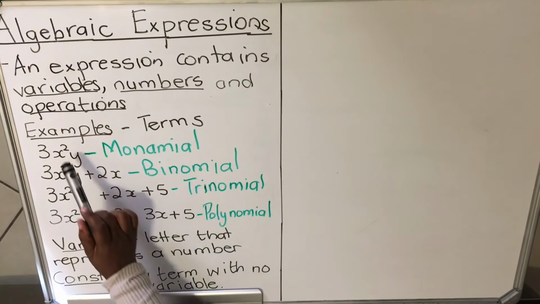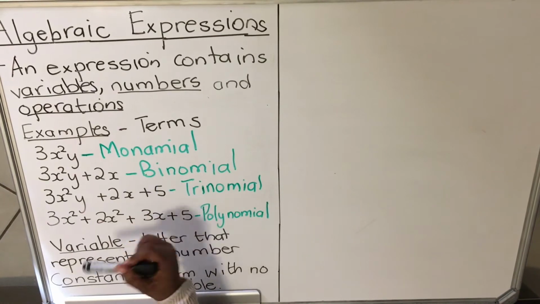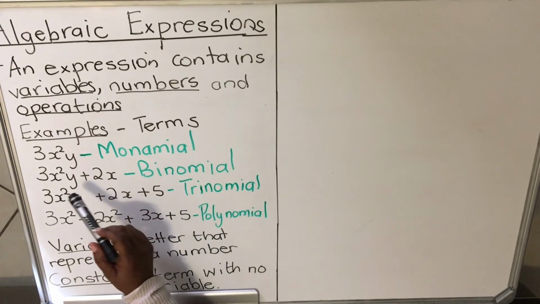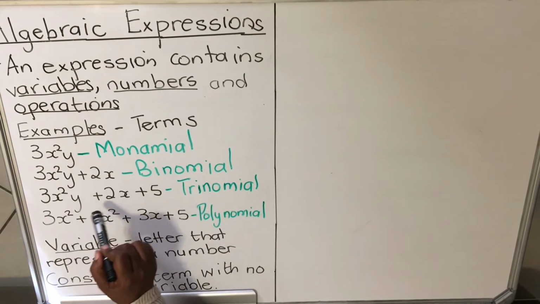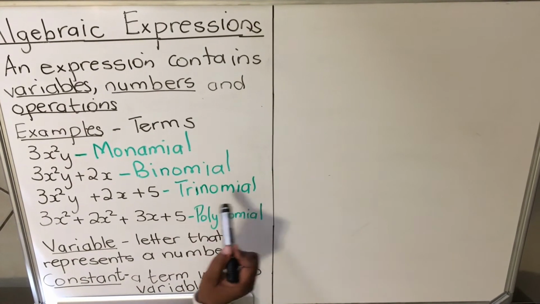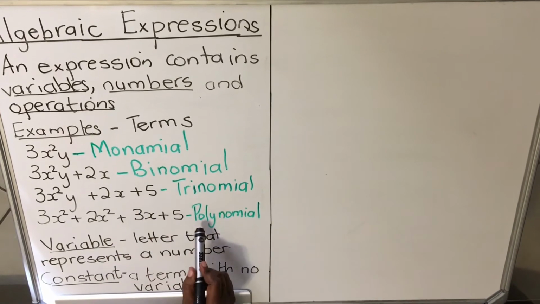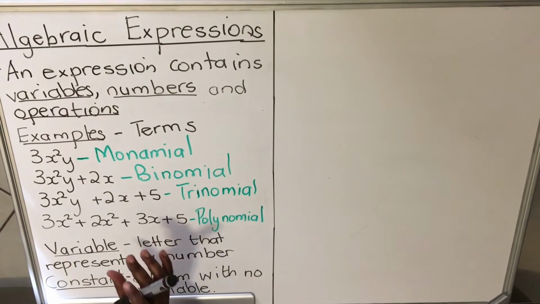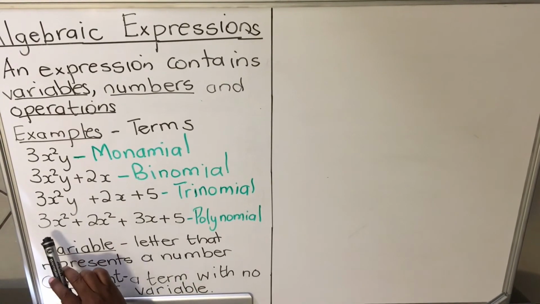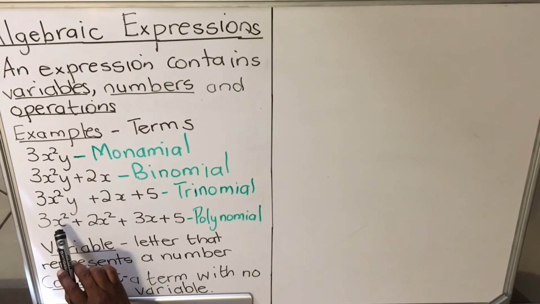Terms have names. If it's just one term, it's called a monomial. Mono means one. If it's two terms, it's a binomial. Three terms, it's a trinomial. If it's more than three, it's a polynomial. Poly means many. Now, a term is made up of numbers and variables.